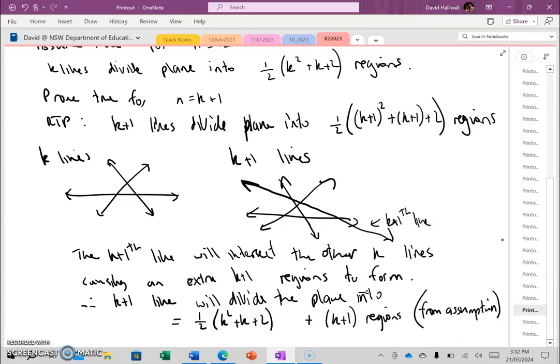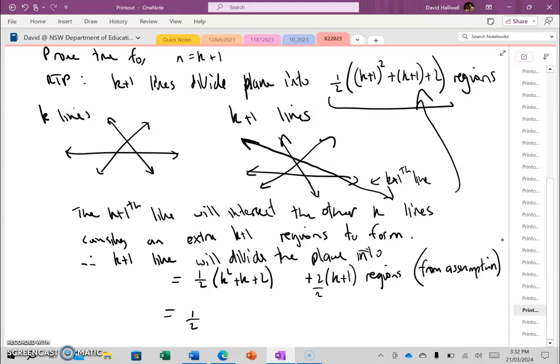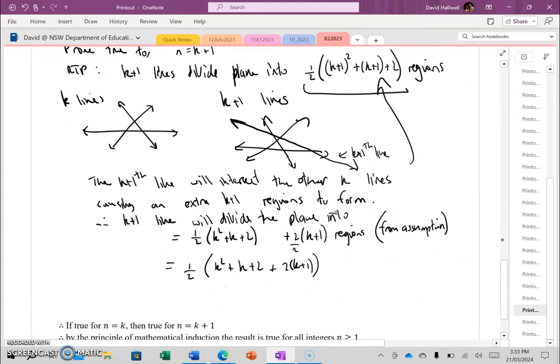All right, so I need to show that this expression here is equal to this guy here. So I might take out a common factor of a half, essentially times 2 divide 2, so I can take out a half there. It'll be k squared plus k plus 2 plus 2 bracket k plus 1. Okay, I need to now try and get it into this form. If you like, you can expand this guy and collect like terms and show that it will give you the same as this.